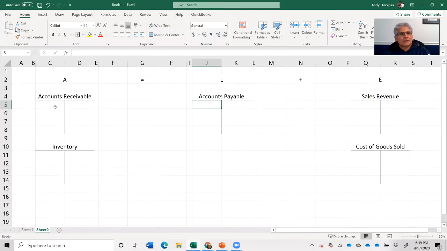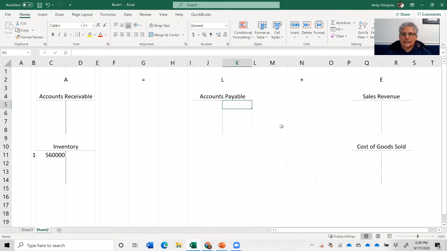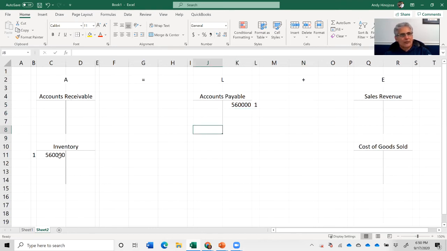So if we use T accounts, inventory will be debited for $560,000. Call this journal number 1. And then accounts payable is going to be credited for the same. So assets increased by $560,000 and liabilities increased by the same $560,000.